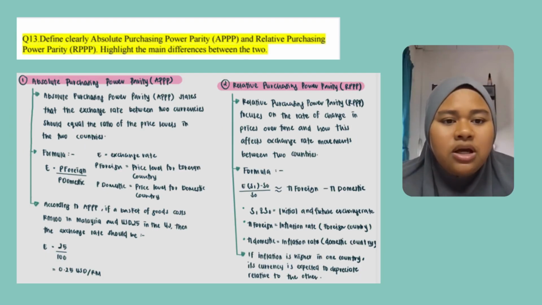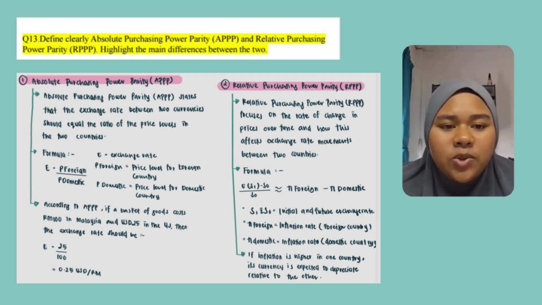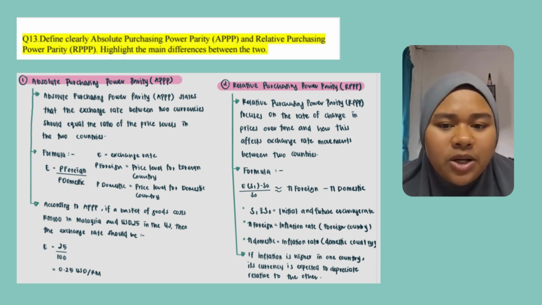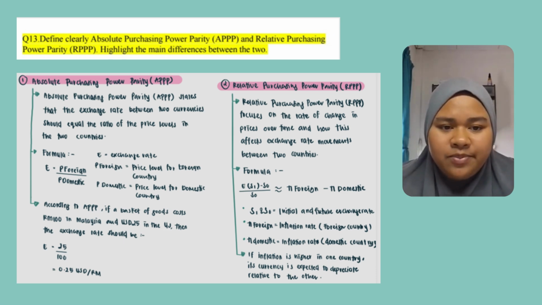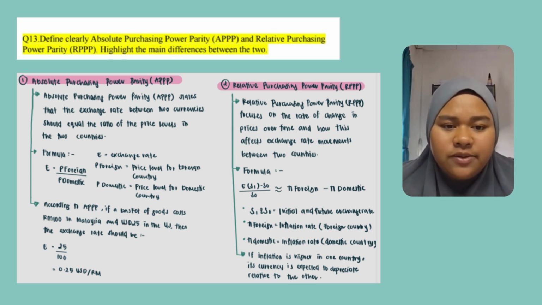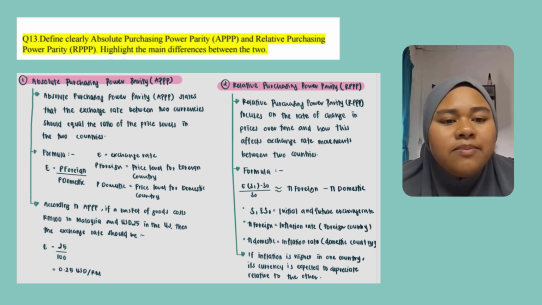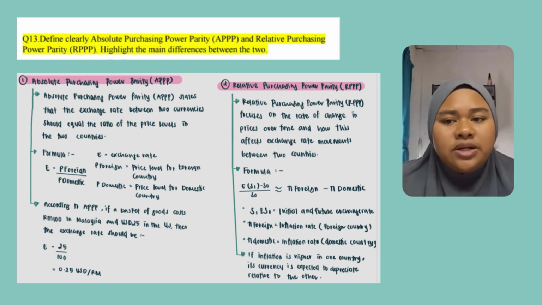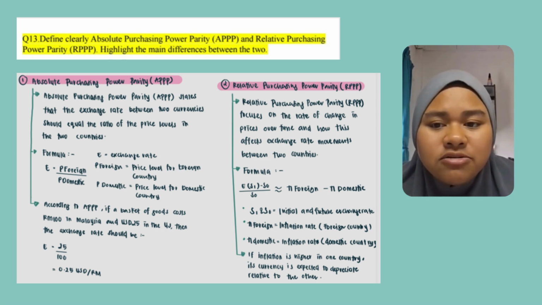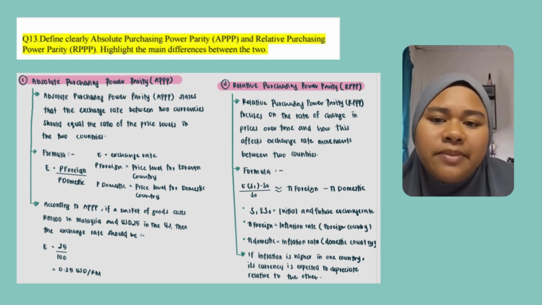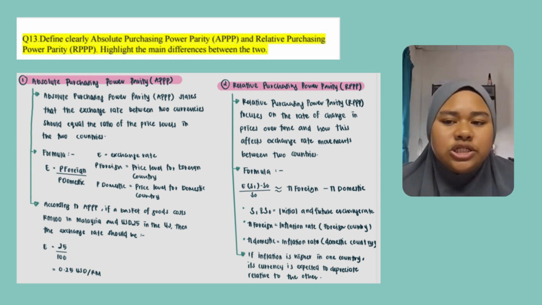The next question, I will clearly explain the concept of absolute purchasing power parity (APPP) and also relative purchasing power parity (RPPP), the two fundamental theories in international economics. I also highlight the main differences between them. Absolute purchasing power parity states that the exchange rate between two currencies should equal the ratio of the price levels in the two countries.